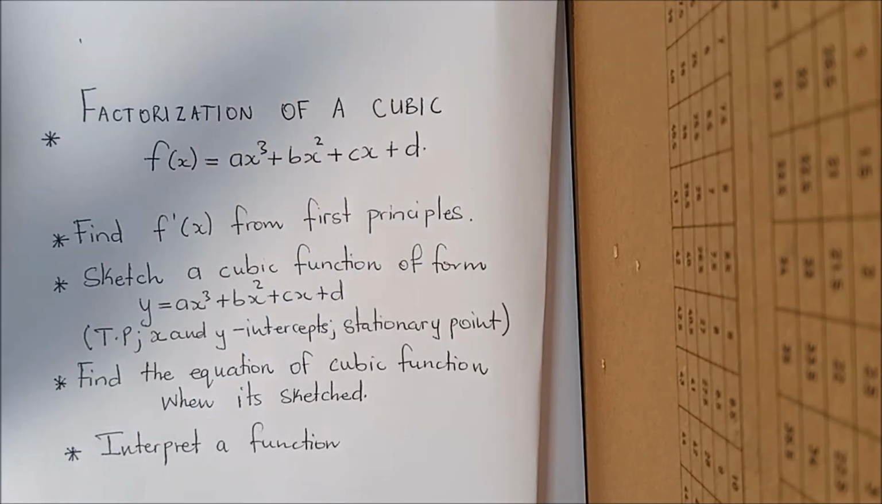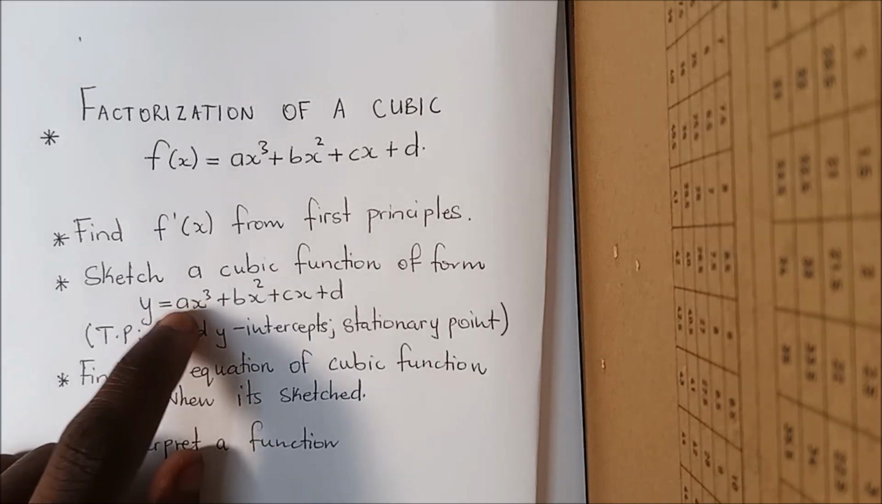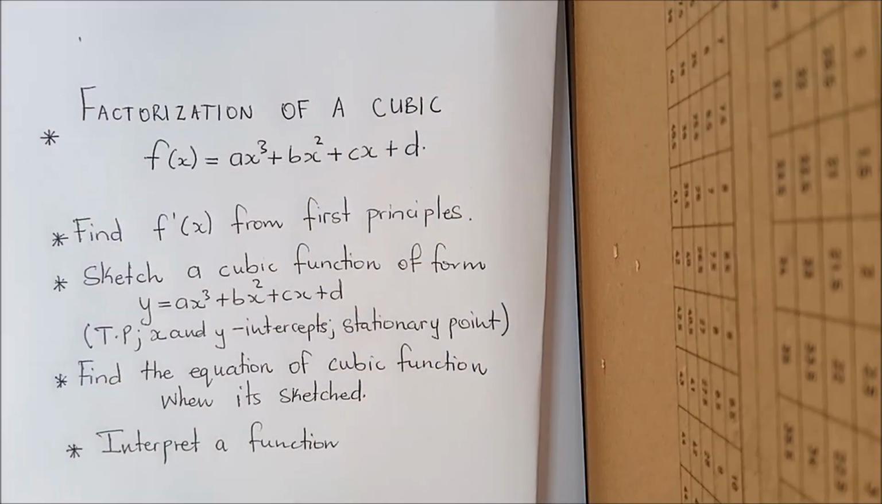The first part will be factorization of a cubic. So we'll be factorizing the cubic, and then the second part will be finding the first derivative from first principles. The third part will be how to sketch a cubic function, which has the form y equals ax cubed plus bx squared plus cx plus d. The fourth part will be to find the equation of the cubic function when it is sketched. And then the last part will be interpreting the cubic function when it's sketched or when it's not sketched.